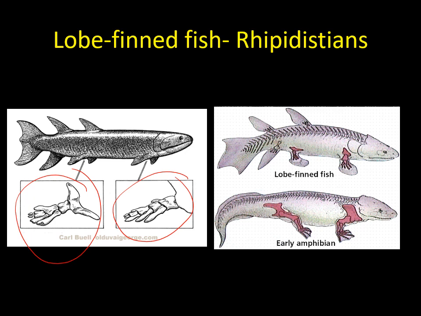femur, tibia, fibula. So one of the things we are going to be looking at in the next lecture is how we go from a lobe-finned fish to an early amphibian. And we're going to trace that lineage. But these are around at the same time, as are some of those early amphibians, or what we call tetrapods as well.